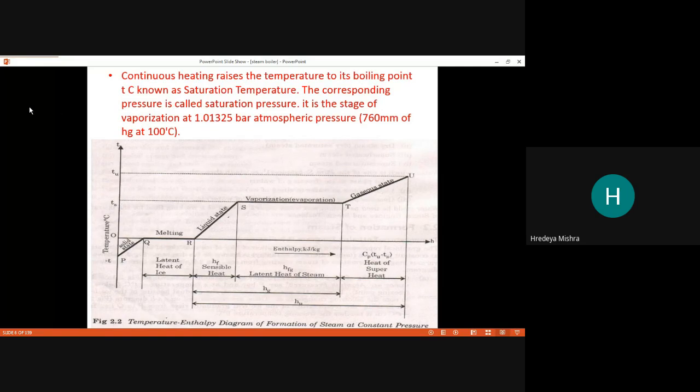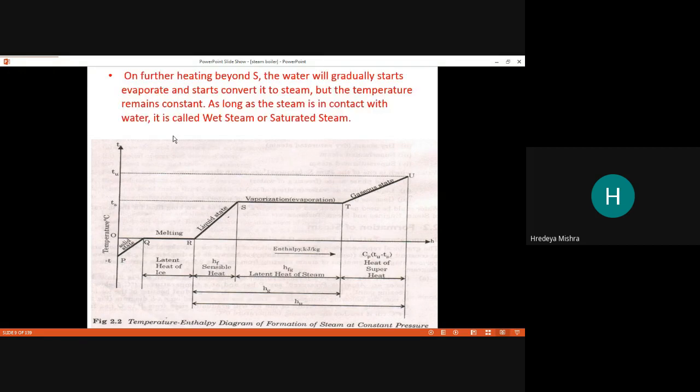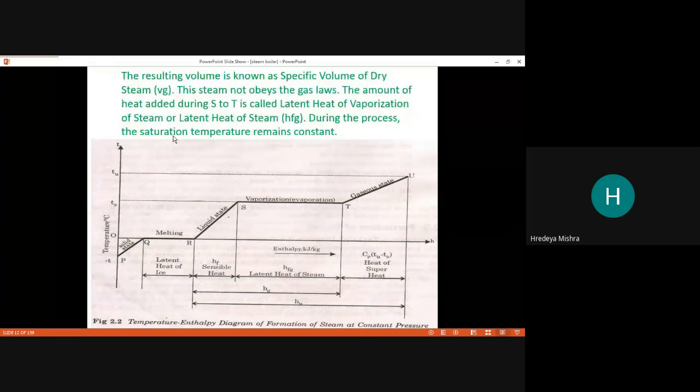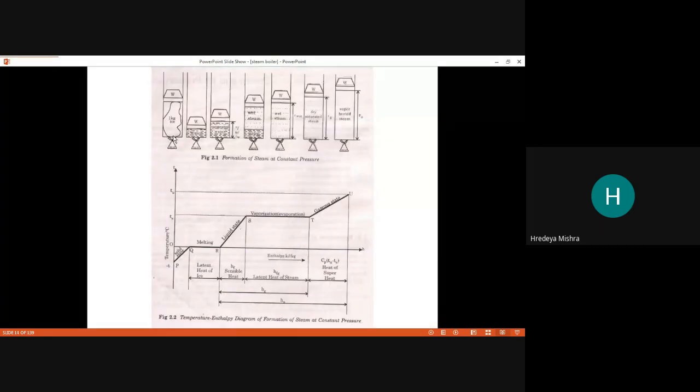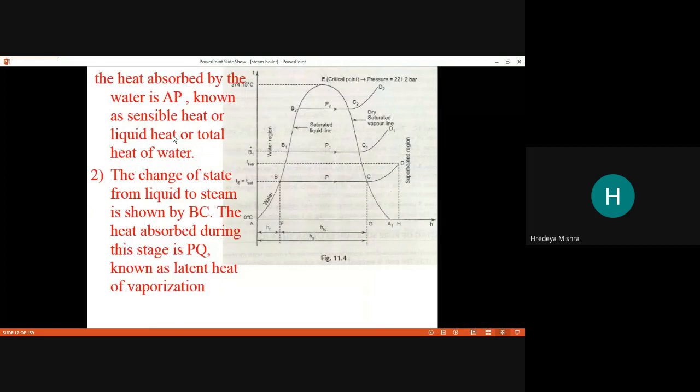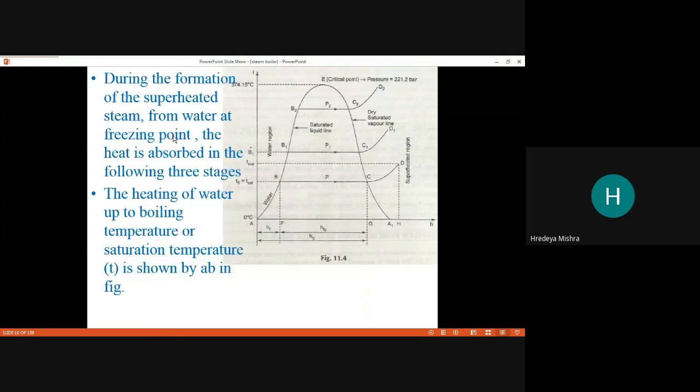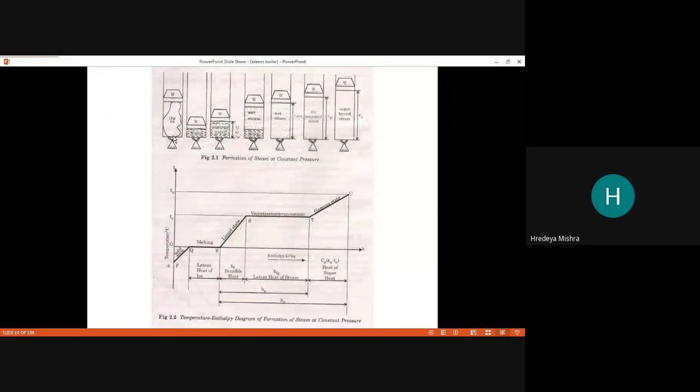So here all the phases I already declared to you. Now you can see both diagrams. See, ice converts to water, water converts to saturated water, and saturated water starts converting to steam.